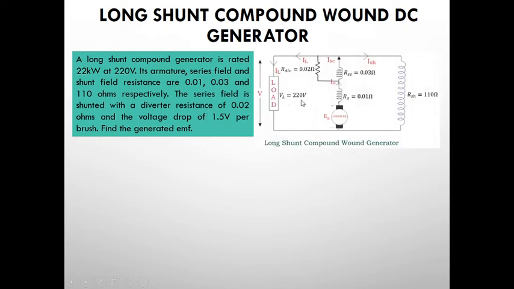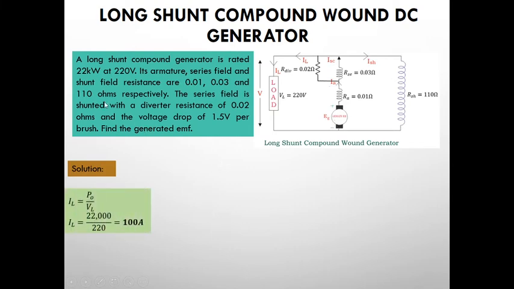By evaluating, we can have an equivalent schematic diagram. We have VL equal to 220. We have RA 0.01, RSH equal to 110, RSE equal to 0.03, and the diverter resistance 0.02 connected in parallel with the RSE. To find the generated EMF, what is it?